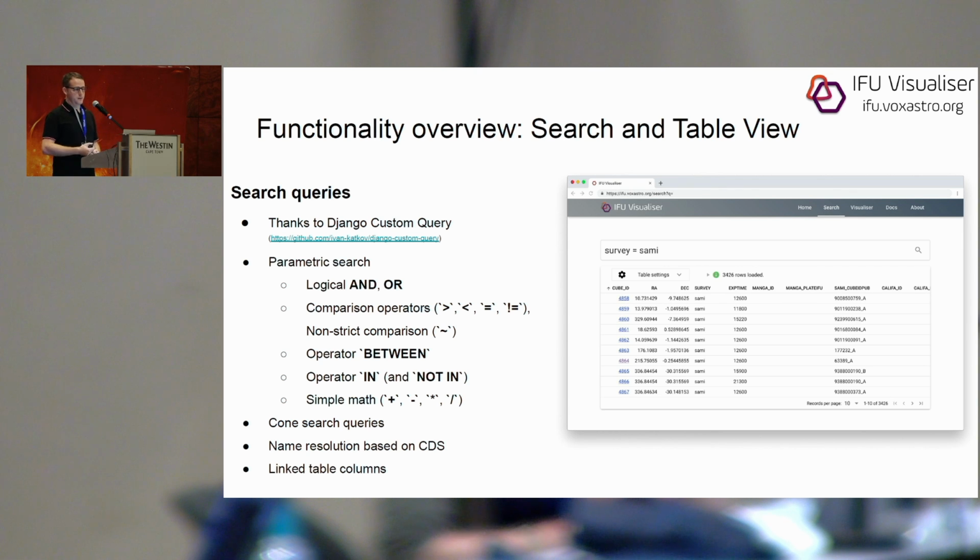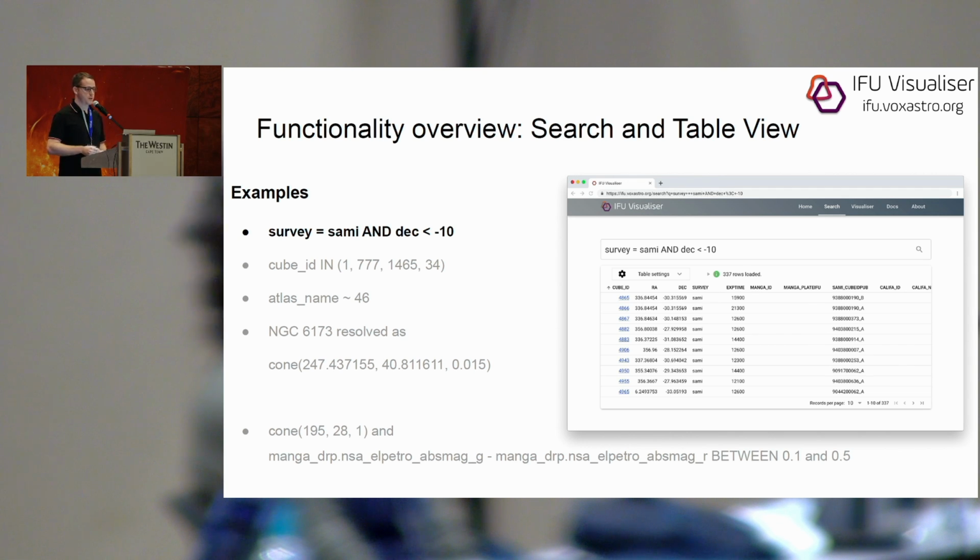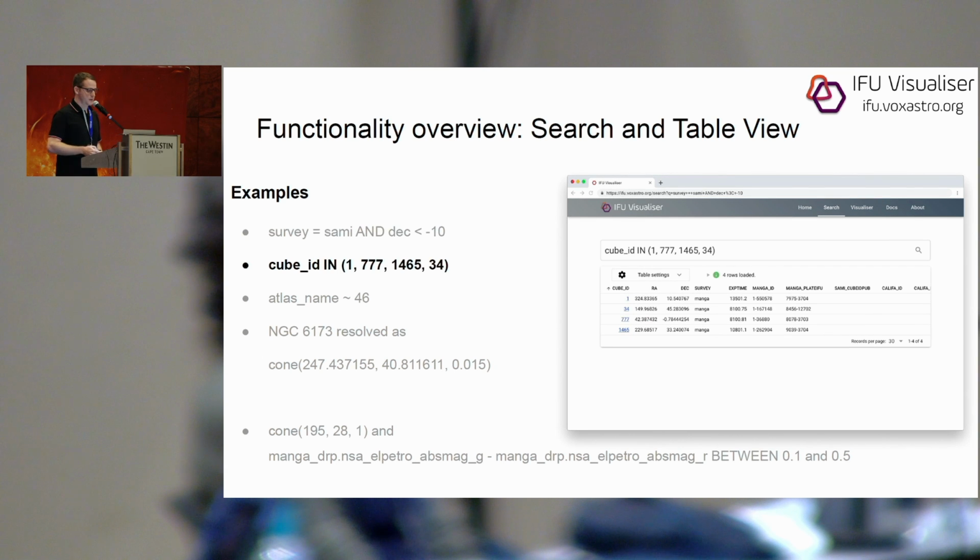Also, this provides a possibility to have a cone search, using the CDS server service for name resolution. So let's go through a couple of examples. For instance, this query gives you a list of the spectral cubes taken from the SAMI survey for galaxies with declination less than 10 degrees.